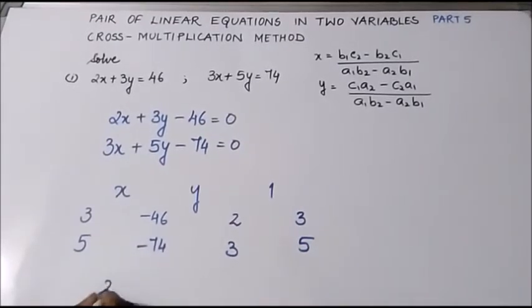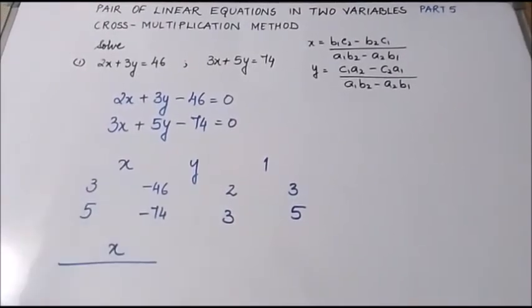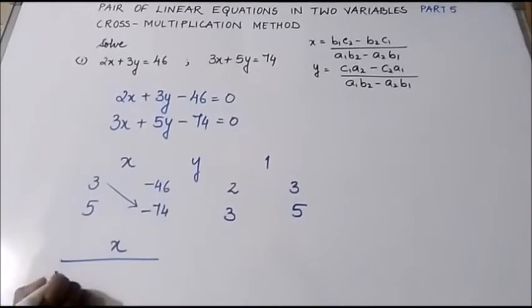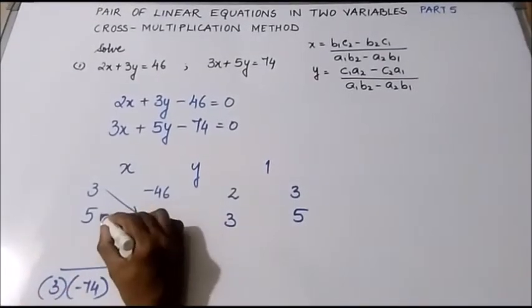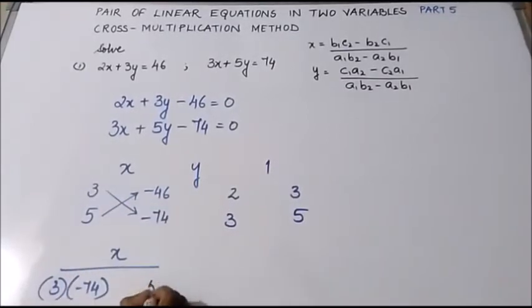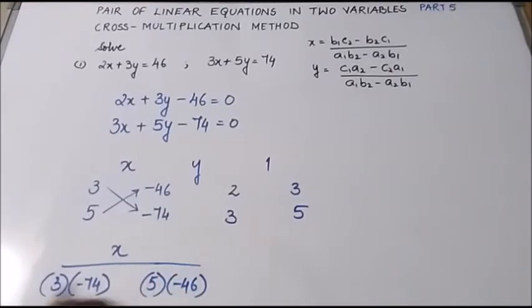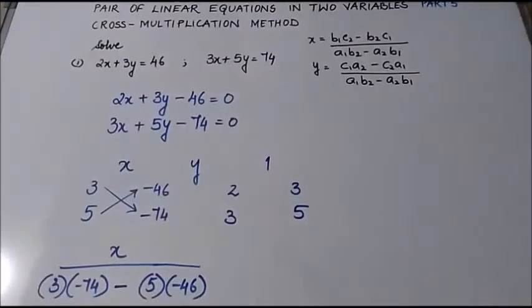Now, next you write here x upon, you should do cross multiplication, and how you should multiply? First in this direction, that is 3 into minus 74. Then in this direction, that is 5 into minus 46. Now what is the sign that you have to put in between them? You can observe it is minus sign, so put here a minus sign.